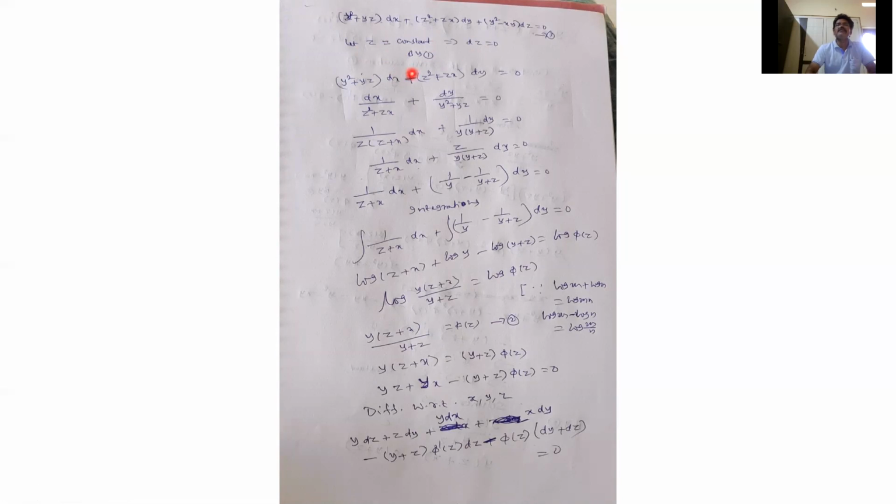So since dz is 0, we'll get (y square plus yz) dx plus (z square plus zx) dy equals 0. So write this here, by cross multiplication, or dividing by (z square plus zx) into (y square plus yz). So dx by (z square plus zx) plus dy by (y square plus yz).